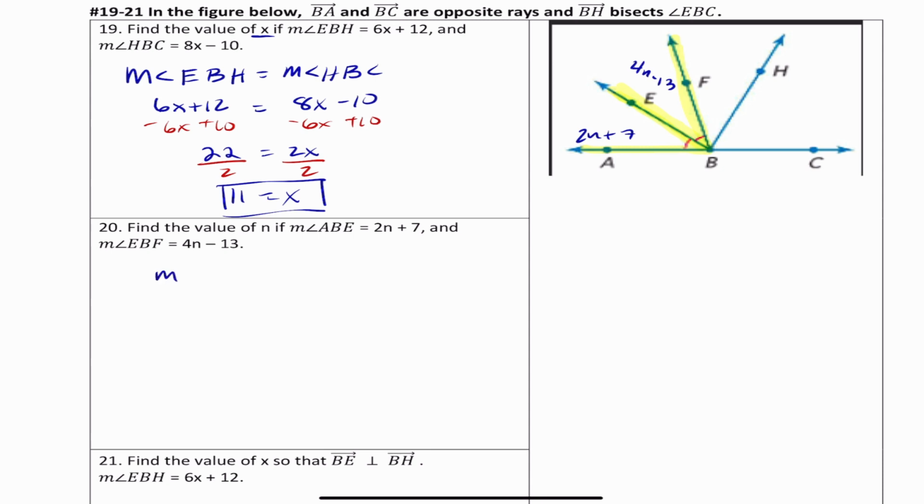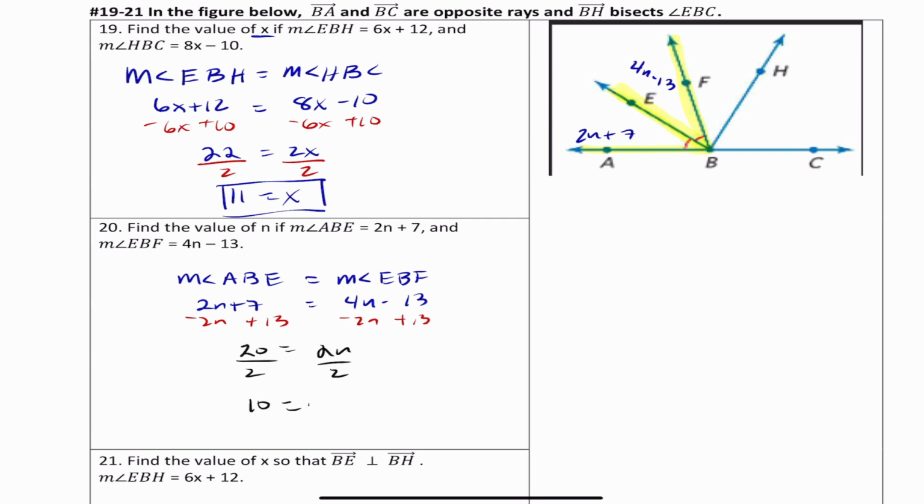So these are congruent, so we say measure angle ABE is equal to measure angle EBF. Then I start replacing. I have 2n plus 7 equals 4n minus 13. Go ahead and do your algebra. So I'm adding, then I get 20, which is equal to 2n, so divide. So that's 10 is equal to n. And that's all. Because all I had to do, just by reading the question, is solve for n. You set up the equation, figure out what you need to do, solve for n, and then you're golden. And this is the answer. Okay?